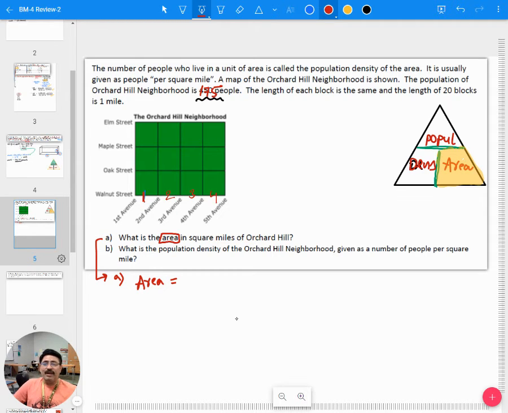And it is given that 20 blocks make 1 mile. Therefore, let me write here: 20 blocks make 1 mile. But we have only 4 blocks. Then how many miles? Actually, we are trying to figure out, if 20 blocks make 1 mile, then 4 blocks, how much?